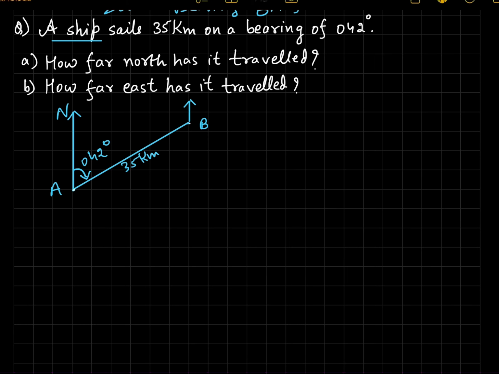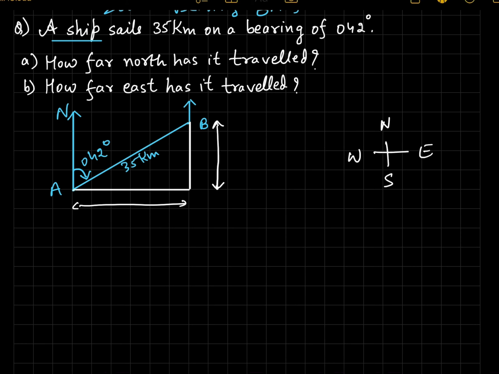So if I complete my right angle triangle from this, right? This becomes my north distance, and this becomes my east distance, right? Because east is here, north is here, here is west, and here is south, isn't it? So how far it has traveled north and how far it has traveled east. Here I can complete my right angle triangle. Fine.